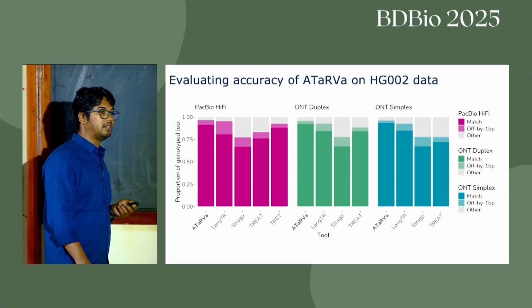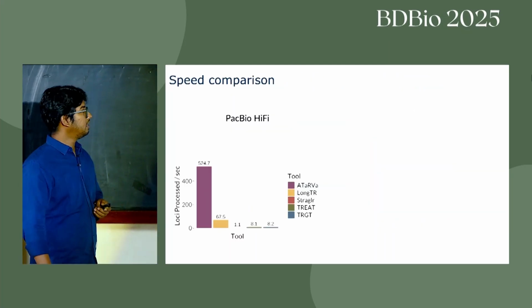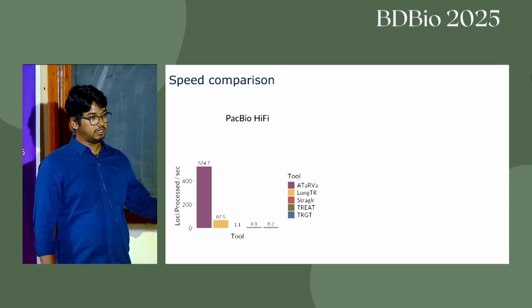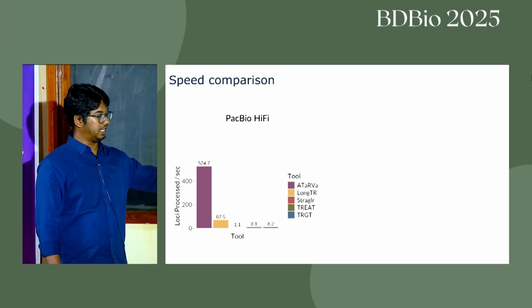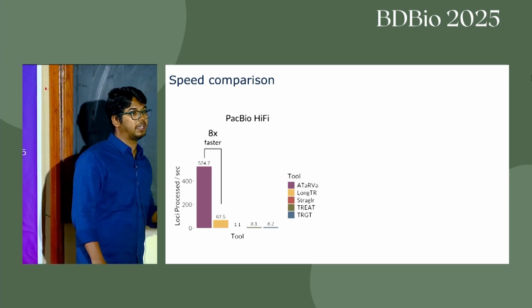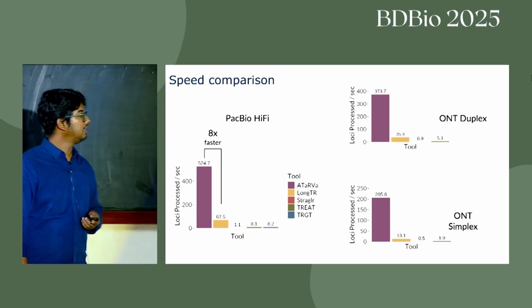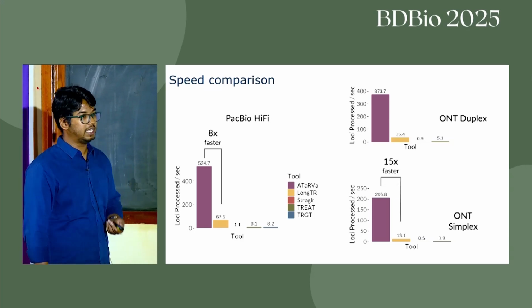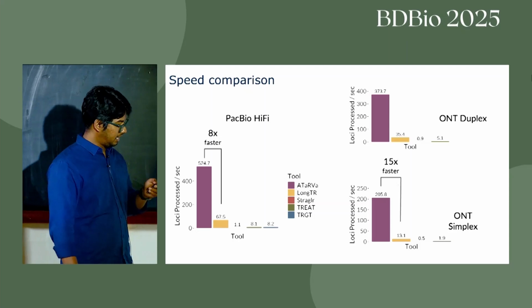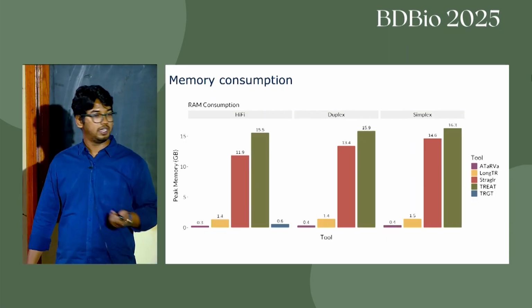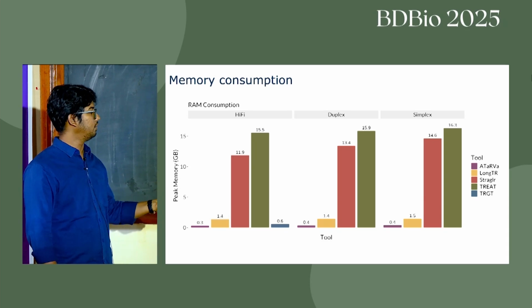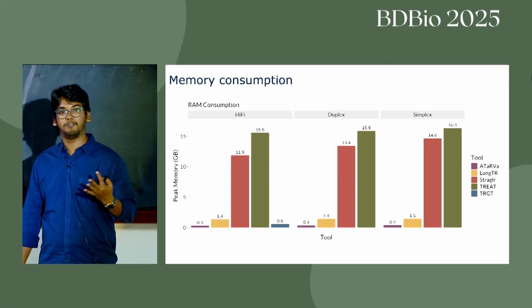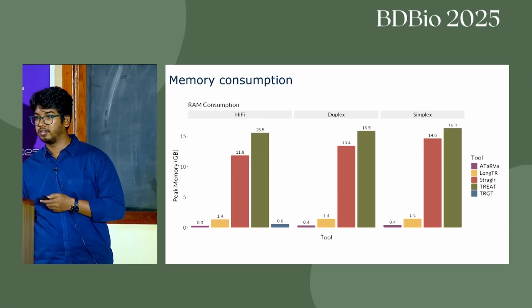Now we asked, does it do it at a cost of time? So then we looked at the time, and as you can see, this is the number of loci processed per second. So the speed of ATaRVa, which is again the first bar in every case, is almost 8 times faster than the next fastest tool on the PacBio dataset. And the same is applicable for other datasets also. And in fact, on simplex data, we are 15 times faster than LongTR. And if you look at the memory consumption, it is still a fraction of the memory used by other tools. So with a low memory footprint and at speed, we still achieve good accuracy in genotyping these locations.